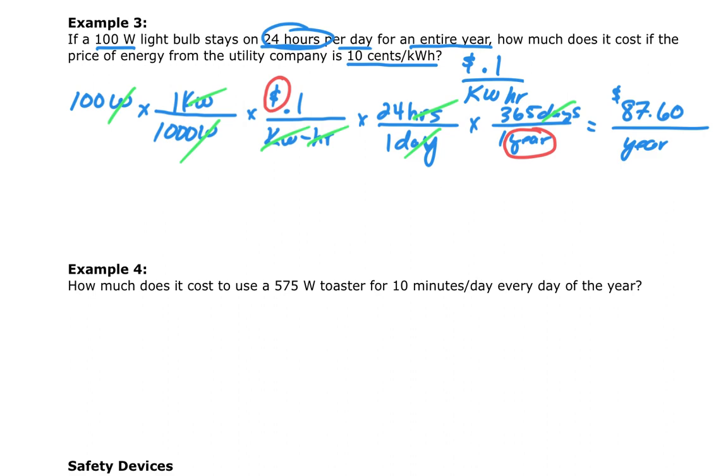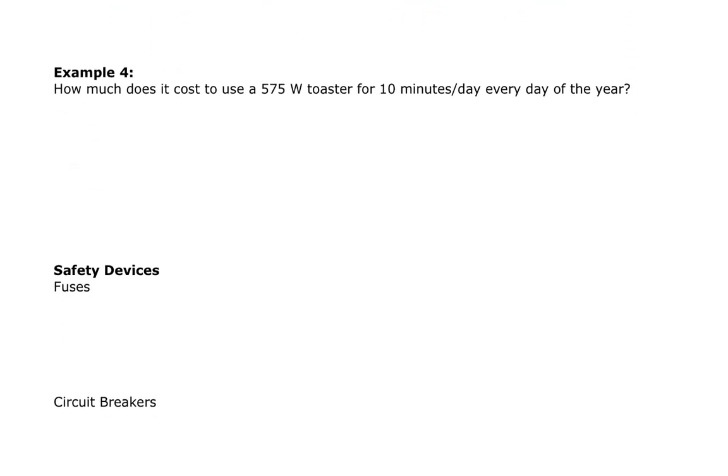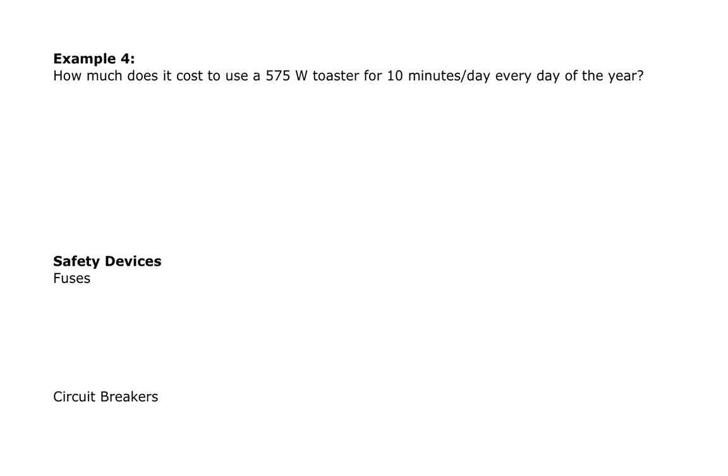All right, let's try another example. This time, we've got a toaster, and it's a 575 watt toaster that we use for 10 minutes per day, every day of the year. And we want to find out how much that costs us to operate. Since the problem doesn't tell us, let's just assume the same energy cost from above, 10 cents or $0.1 per kilowatt hour.